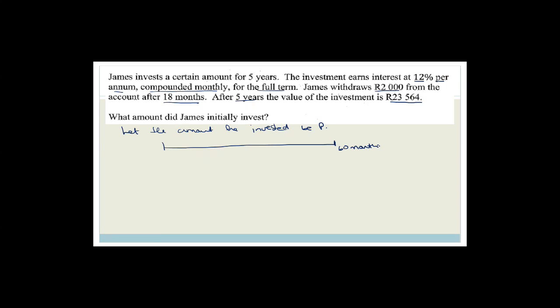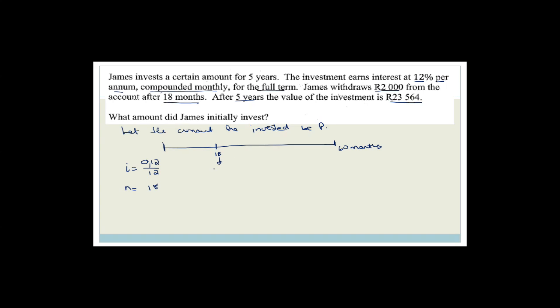The reason I'm going with 60 months, 5 years, is because it's compounded monthly. So the whole way through, the I is 12%, so it's 0.12 divided by 12. The number of payments, we're going to break this up, is first going to be 18. Do you agree? Because the first 18 payments is 18 months.